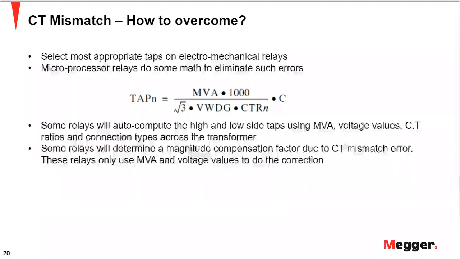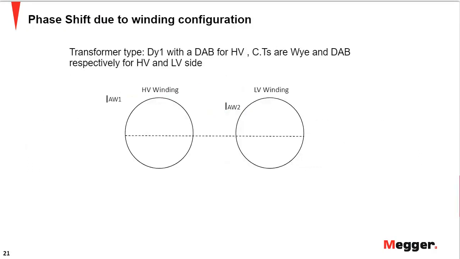When it comes to the microprocessor relays, there is some math involved. It uses that to eliminate some errors, the mismatch percentage, and then gives you the ability to choose the exact tap that you want for your transformer protection. So these relays will automatically compute all the taps for different windings using the transformer information, like the MVA, the voltages, high side and low side, your CT ratios, and all that. So that is how the CT mismatch is overcome in the differential setup.